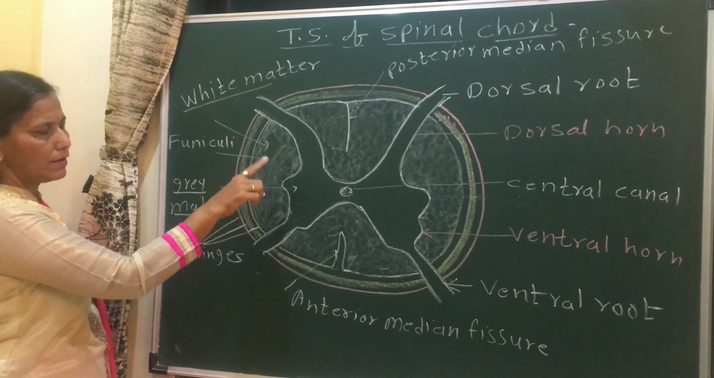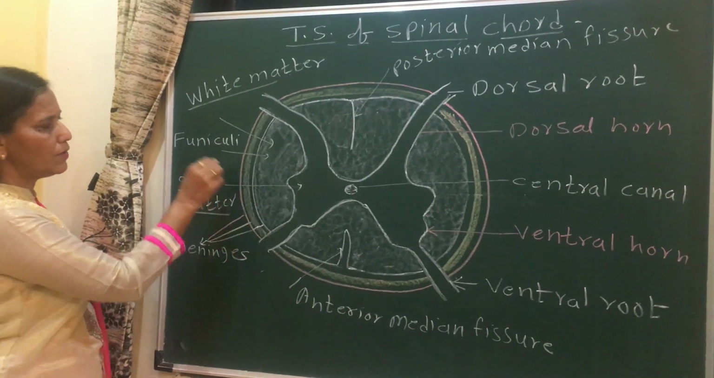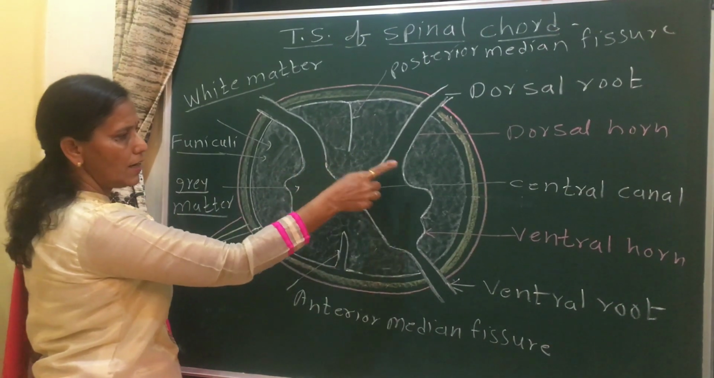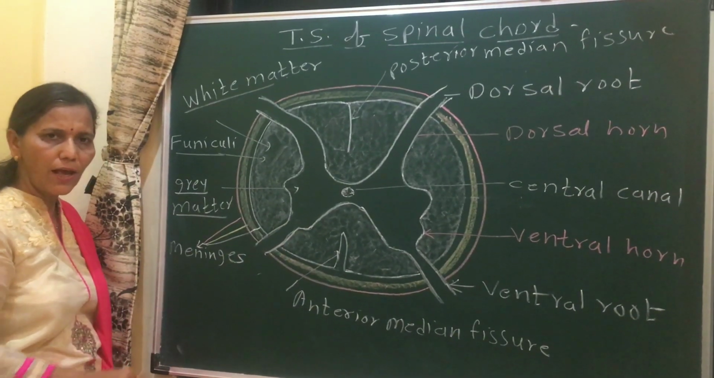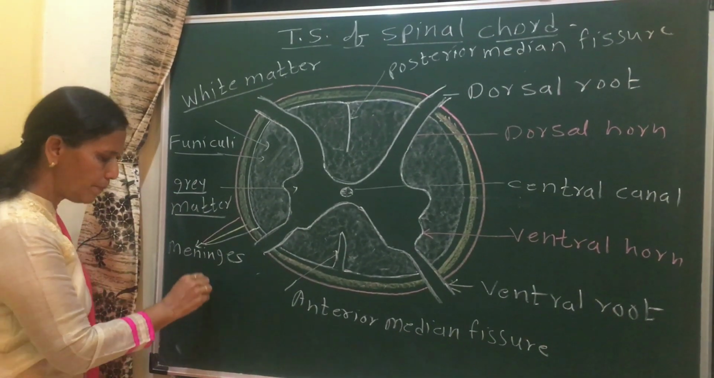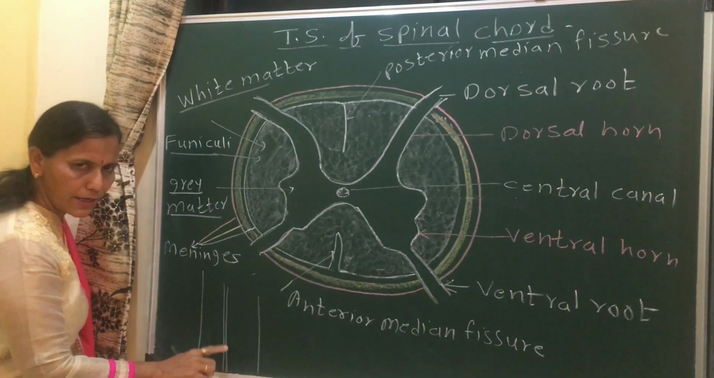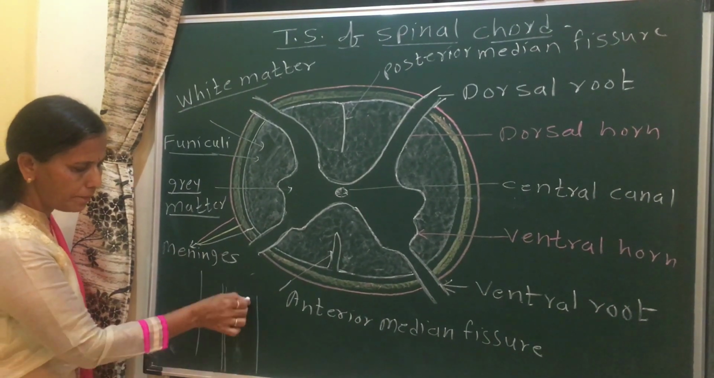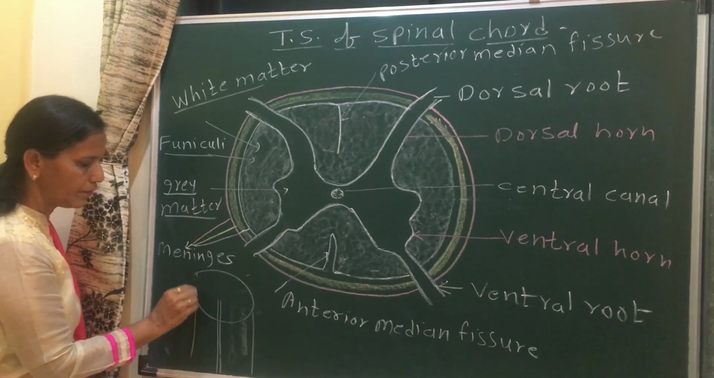This H-shaped grey matter divides white matter into three funiculi, that is dorsal, lateral and ventral. Funiculus means bundle. This spinal cord is a tubular structure. Here this is the central canal which is lined by ependymal cells, and these are the bundles of white matter. This is the spinal cord.